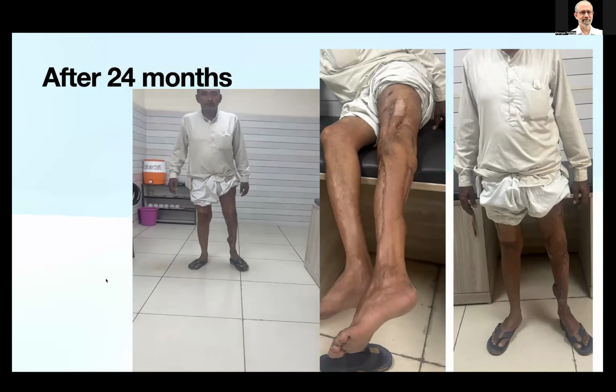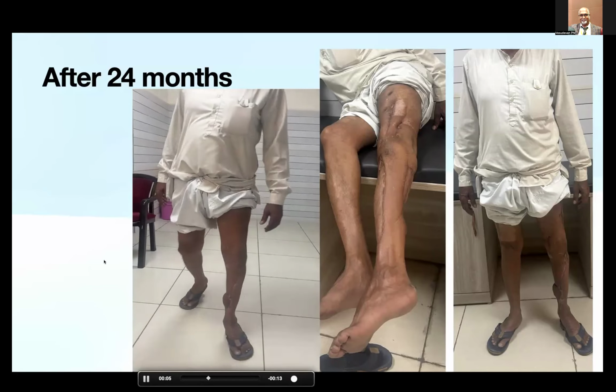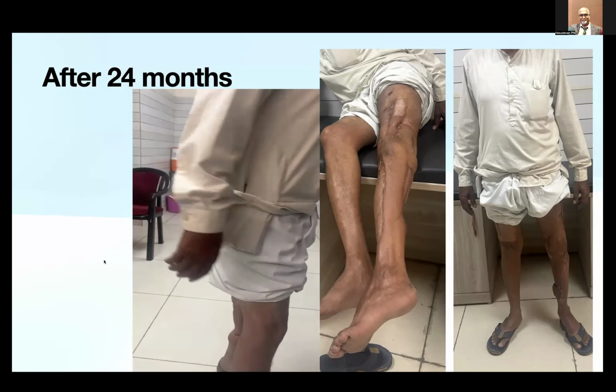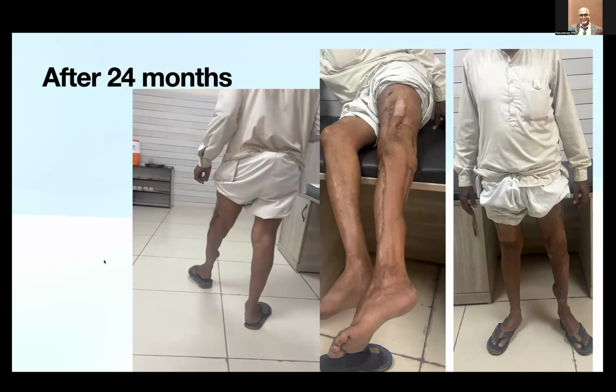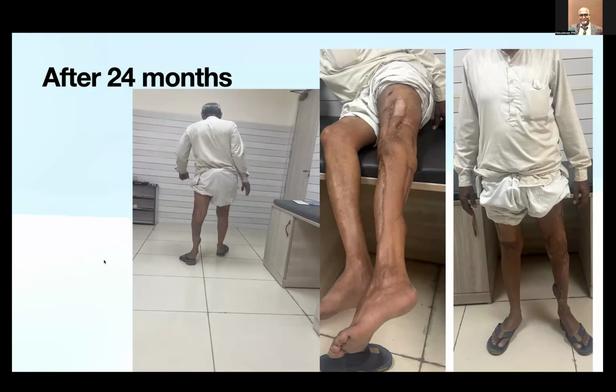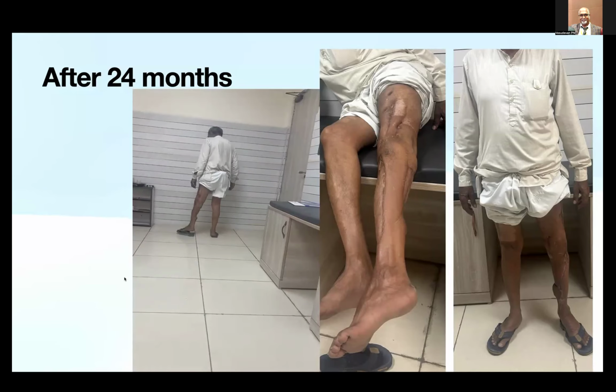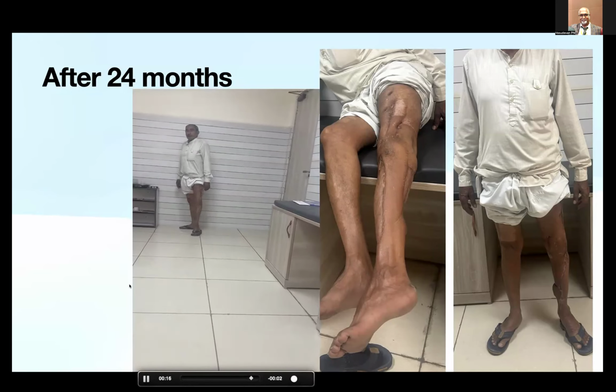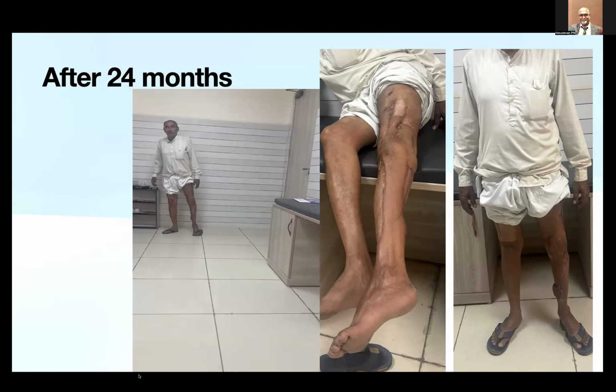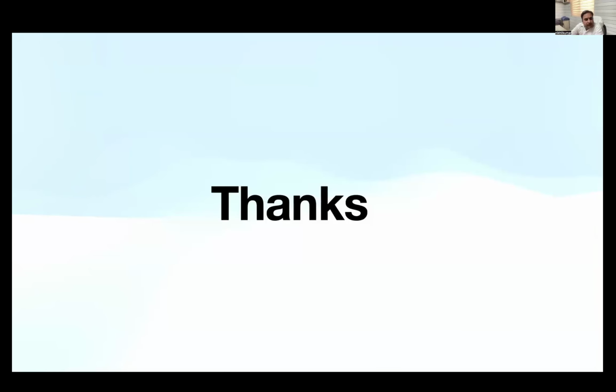Okay. The difference is, if you have a foot drop, you can always manage it by tendon transfers. Here you have to differentiate equinus and foot drop separately and treat it that way. Okay, sir.